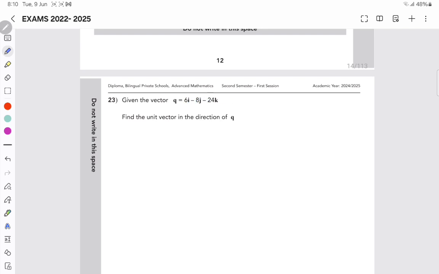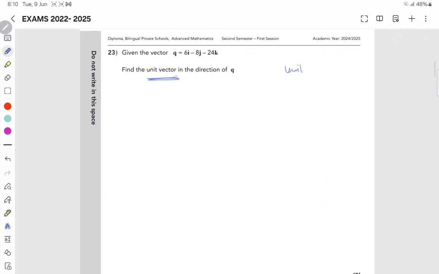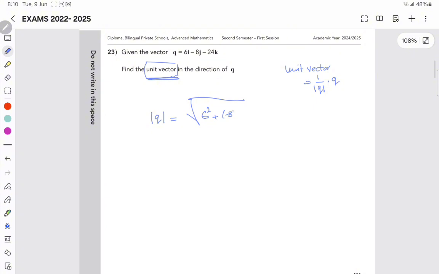Given the vector q is equal, find the unit vector. To find any unit vector, what's the meaning of unit vector? It's a vector with a magnitude 1. So it's equal 1 over the modulus of that vector times the given vector. So if he said find the unit vector, I want to find the modulus of that, or the magnitude. So the modulus of q is equal square root of 6 squared plus negative 8 squared plus negative 24 all squared. So the final answer here is equal 26.